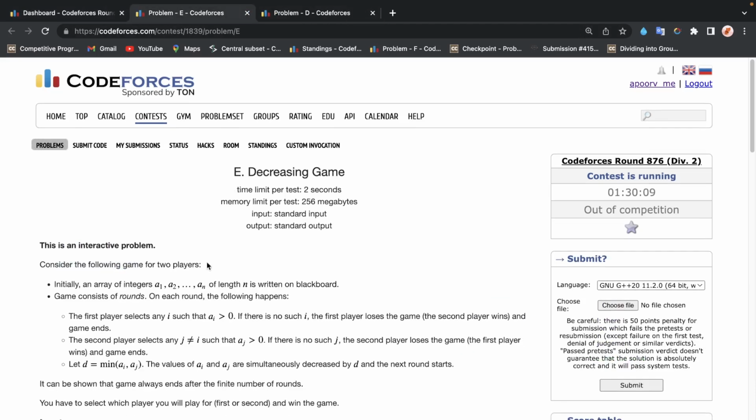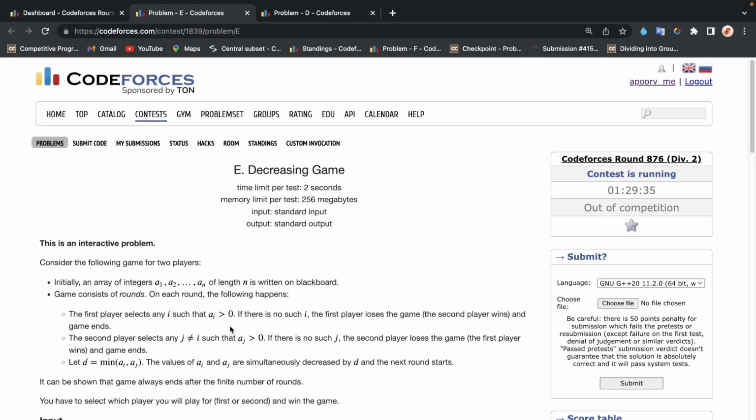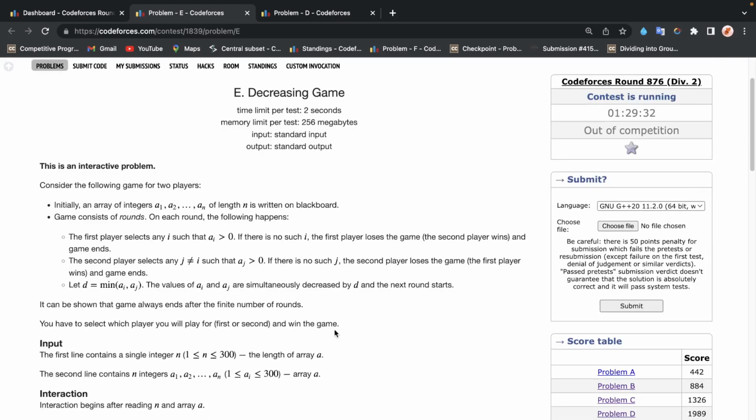Let's see. Consider the following game. Initially an array a is written on the blackboard. On each round the following happens. The player selects i such that a_i is greater than 0. If there is no such i, the first player loses the game and the second player wins. The player chooses j not equal to i. If a_j is such that the second player loses, the first player wins the game. Let d equal to the value, and the next round starts. It can be shown that the game always ends after a finite number of rounds. Which player should you play for, first or second, to win the game?